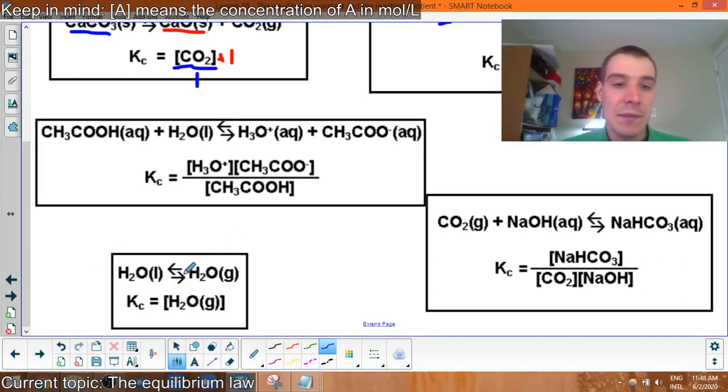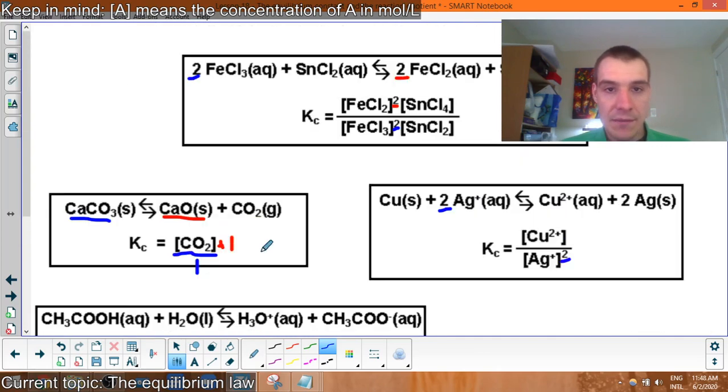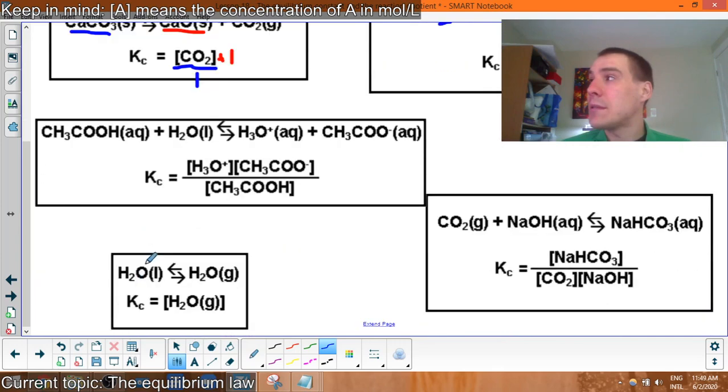And here, H2O liquid to H2O gas, liquid water turning into gas phase water. It has an equilibrium constant, but it's literally just the concentration of the gas and nothing else. So yeah, that's determining the equilibrium constant.